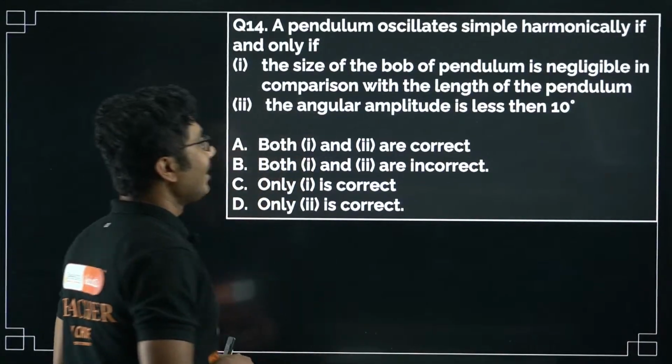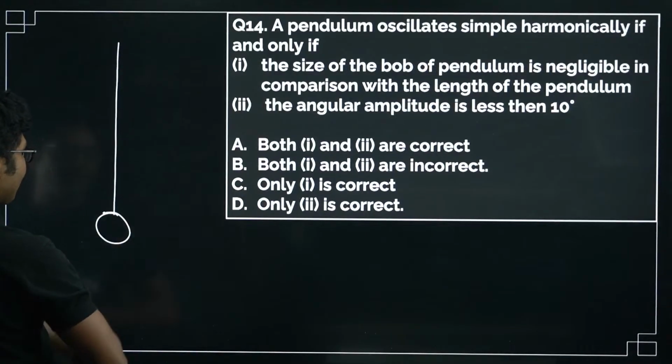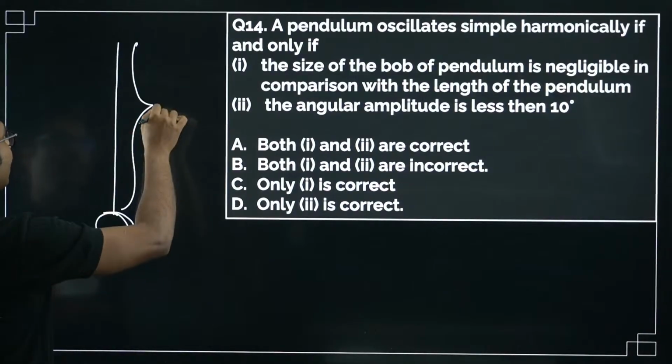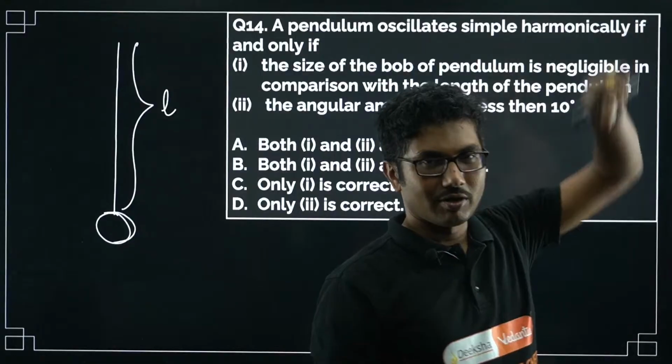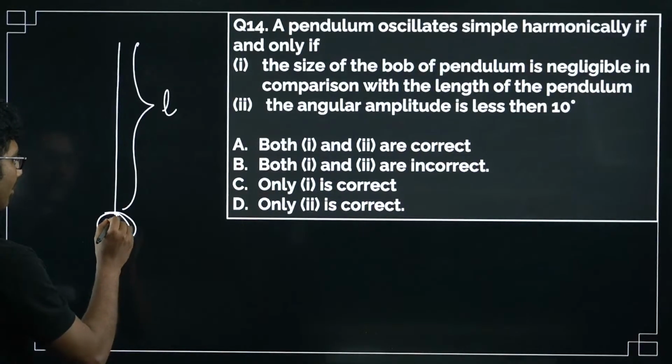First of all, when you are performing the experiment of time period for a simple pendulum, you have to remember that the length that we used was very, very long. The length of the wire was very, very long compared to the size of the bob.